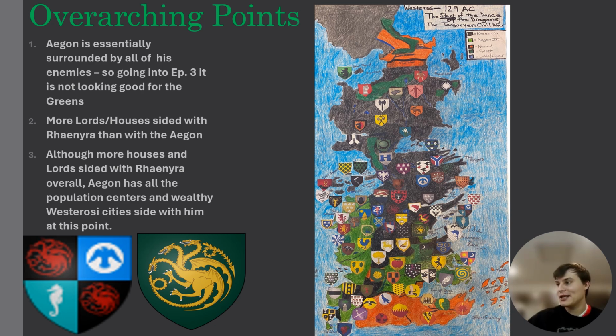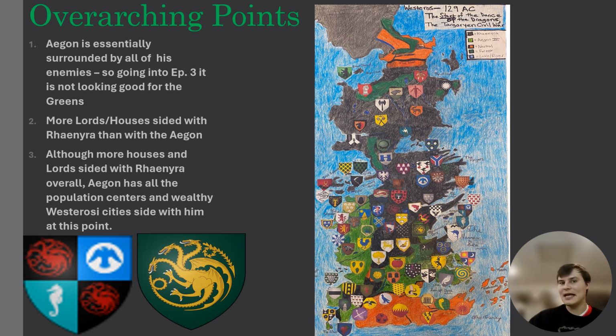I think oftentimes we think that a lot of lords are not very loyal, but I think this proves that over a 30-year period, they kept their word. I mean, even more than half of the houses in the Reach, for example, sided with Rhaenyra where the Greens thought they would be strongest. That's like a direct book quote. So, even the Reach is split 50-50.